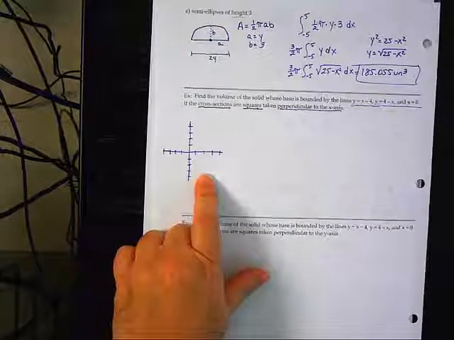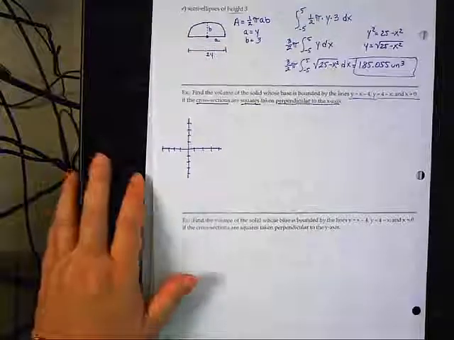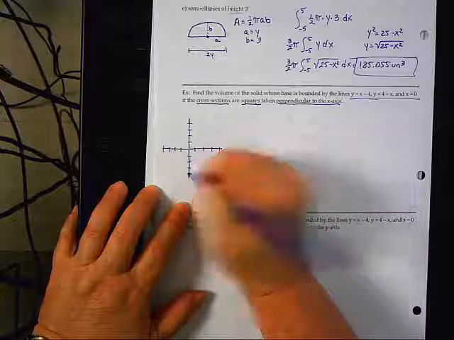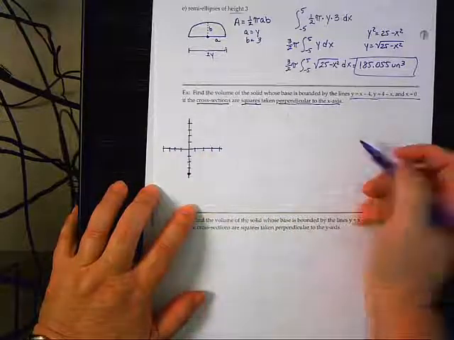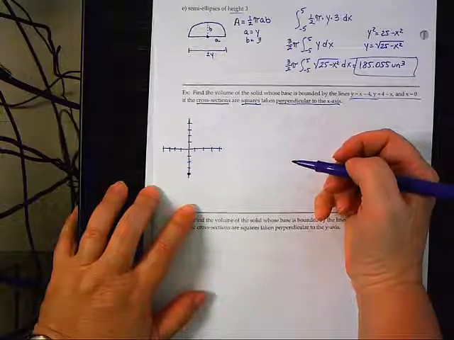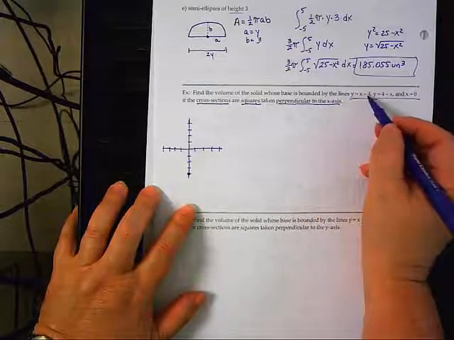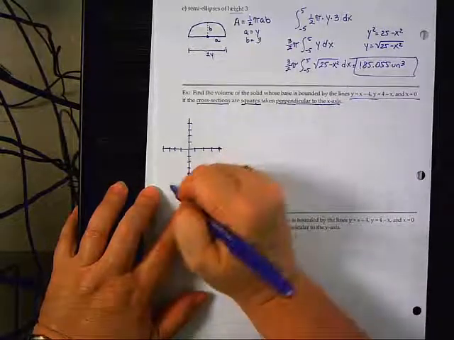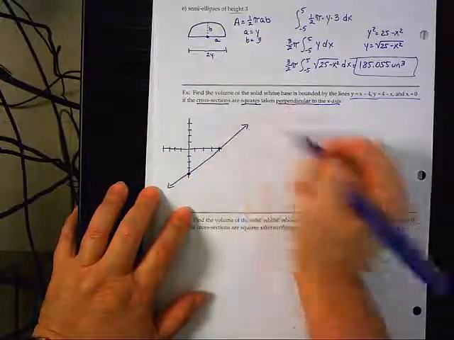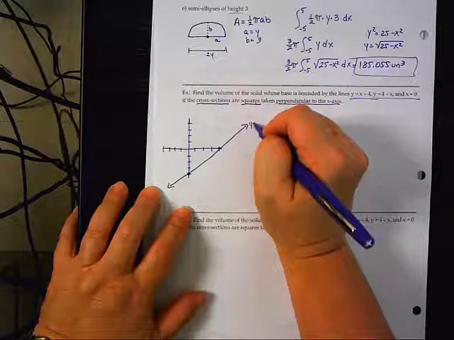Okay? So, the line y equals x minus 4 goes through negative 4 right here. What's it going to go through on the x-axis? 4, 0. It's going to go through this point right here. So we're talking about this line right there. This is y equals x minus 4.